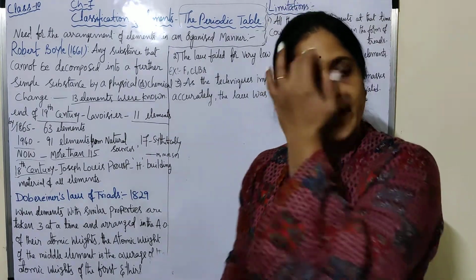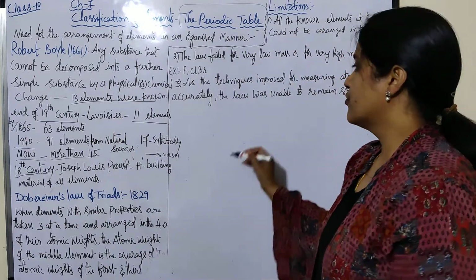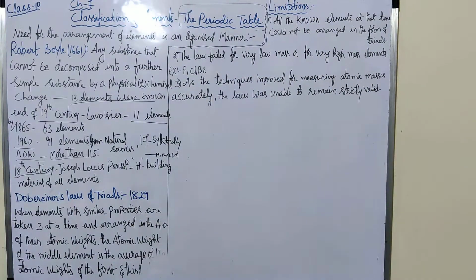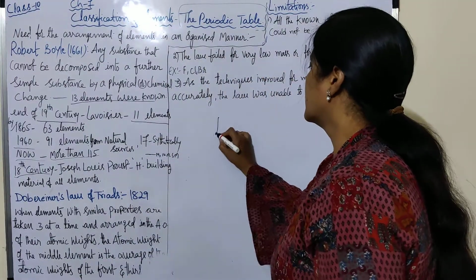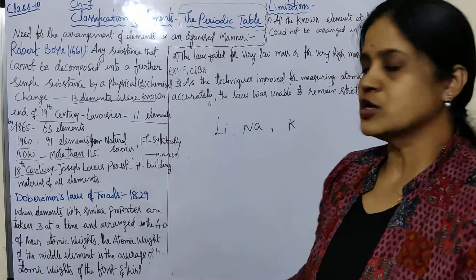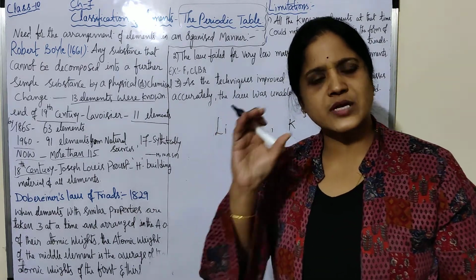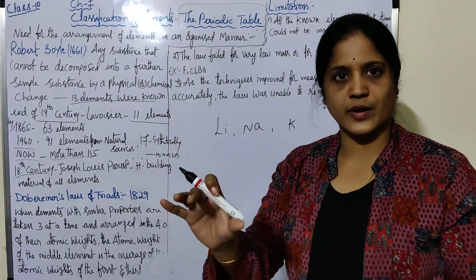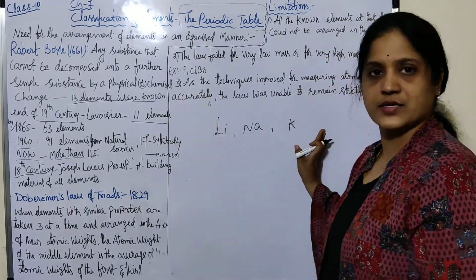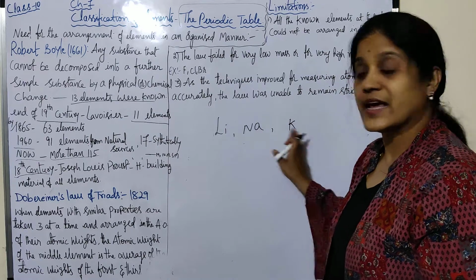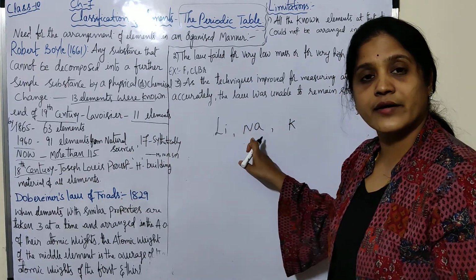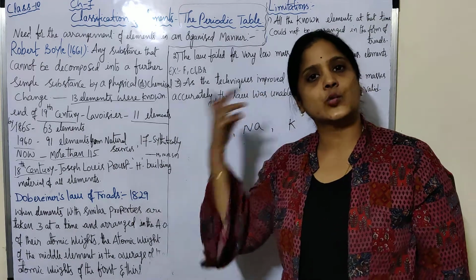According to their atomic weights. For example, I'll take one example: lithium, sodium, and potassium. At that time, how many elements were known? All the elements were arranged as groups of 3 elements. In those 3 elements, he arranged all 3 in the ascending order of their atomic weights.